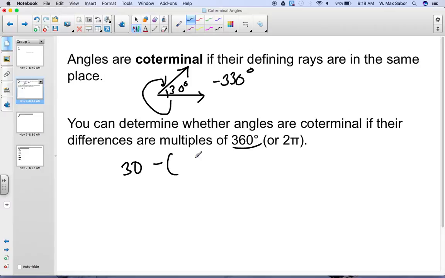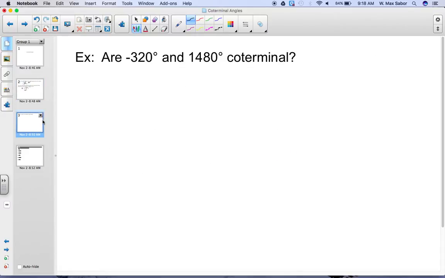So 30 minus negative 330 is 360. Or if you're talking in radians, then 2 pi. So, are these two angles coterminal?